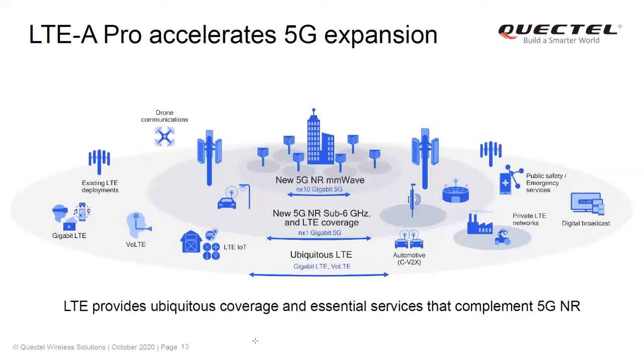So LTE Pro accelerates the expansion of 5G. You see here all these services are based on LTE, which is working now, and only some applications really use the new 5G, the new radio for sub-6 gigahertz, and millimeter wave is actually used to communicate at base level between different data centers, different towers. So your normal phone would not have millimeter wave in it. Only towers communicate with this.